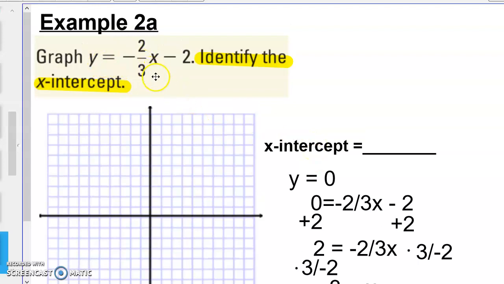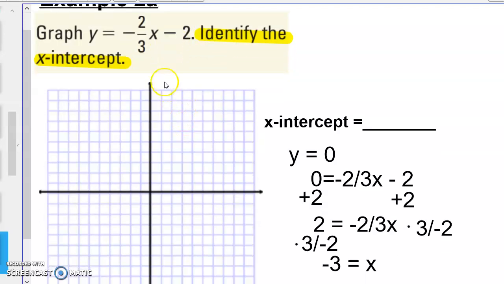It says graph y equals -2/3 x minus 2, and then identify the x-intercept. So first I'm going to go for the graphing. I know this is my y-intercept right here, -2. So I make a dot at -2. Now my slope is -2/3.